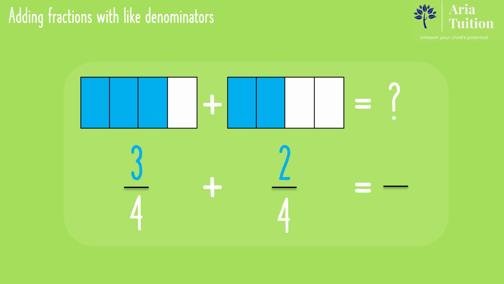When adding fractions with the same denominators, we keep the denominators the same. We only add the numerators. 3 add 2 equals 5. So our answer is 5/4.